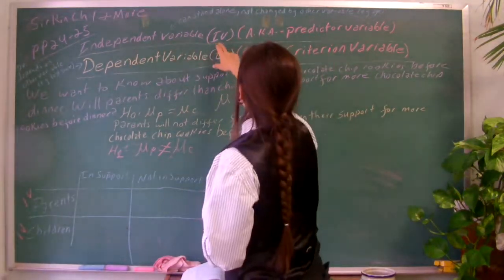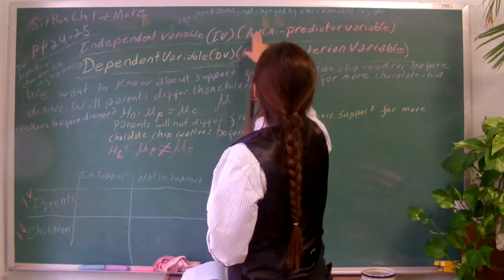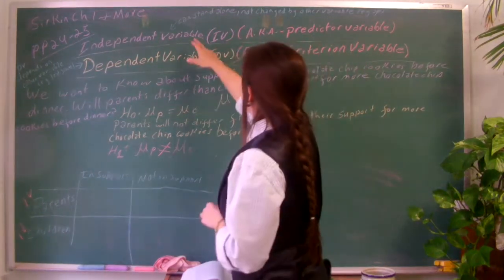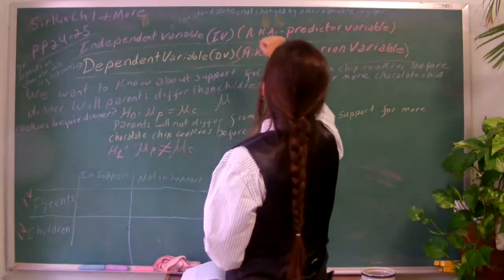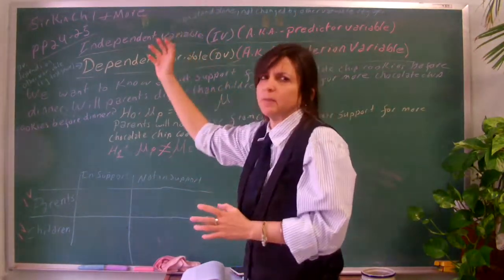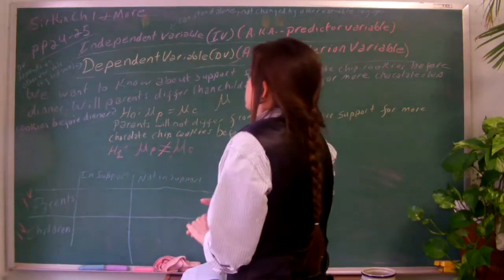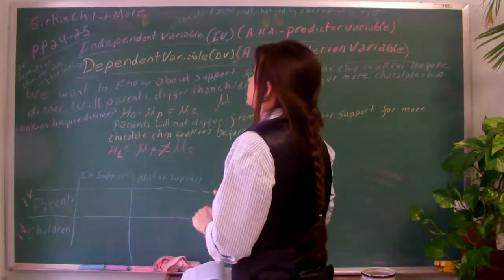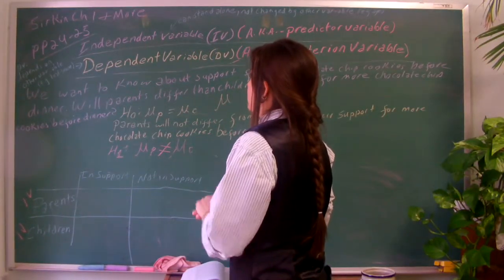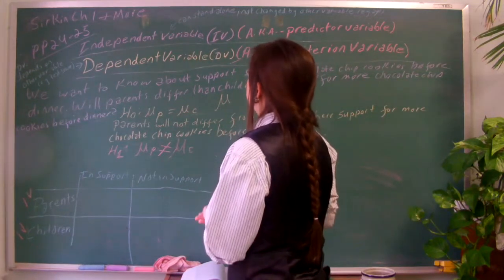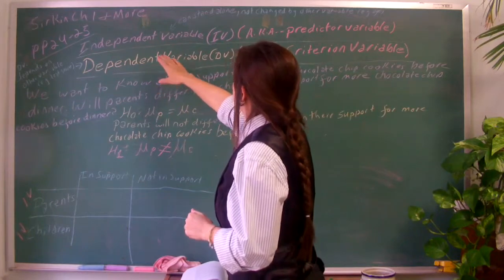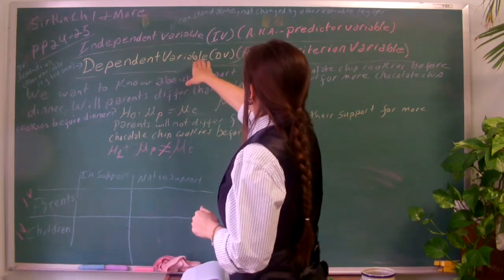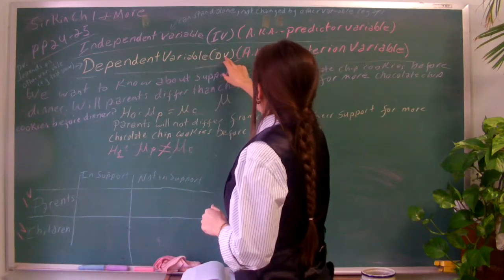Independent variable, capital I, capital V. It's also known as the predictor variable. Think of the word independent. It can stand alone. It's not changed by the other variable. One example may be age, the age of the participant. So we're talking chronological age there.